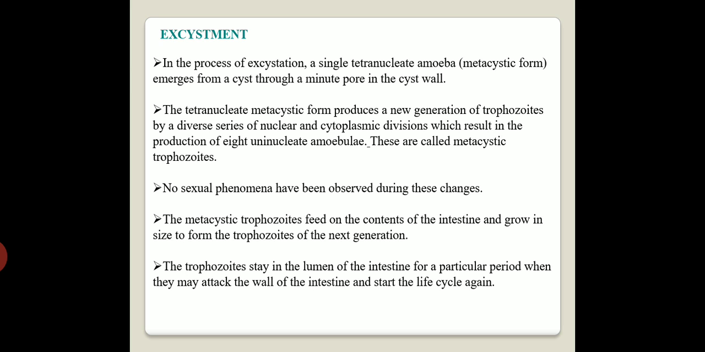No sexual phenomenon has been observed during these changes. The metacystic trophozoites feed on the contents of the intestine and grow in size to form the trophozoites of the next generation. The trophozoites stay in the lumen of the intestine for a particular period, when they may attack the wall of the intestine, and they again start the life cycle.